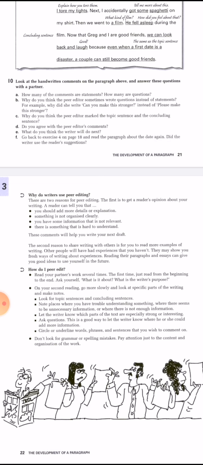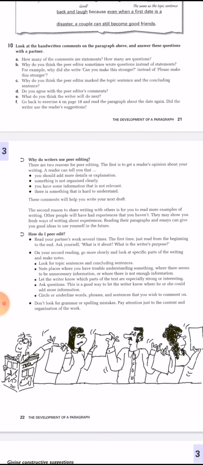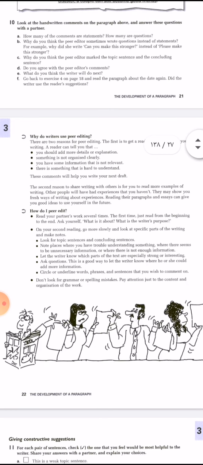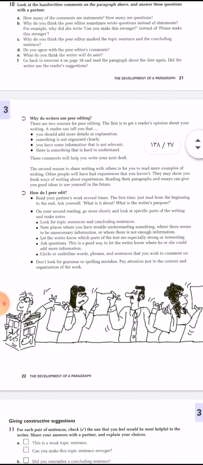So we need to add more information or explanation, and sometimes it is not organized clearly يعني ما منظم بشكل واضح, and it may have some information that is not relevant يعني بعض المعلومات أو بعض الجمل ما مرتبطة فإذا نحتاج إلى تنقيح. There is something that is hard to understand. So if you want to understand something, but once your colleague or partner reads it, he may not understand. So that means that peer editing is very, very important. This comment will help you to write the next draft.